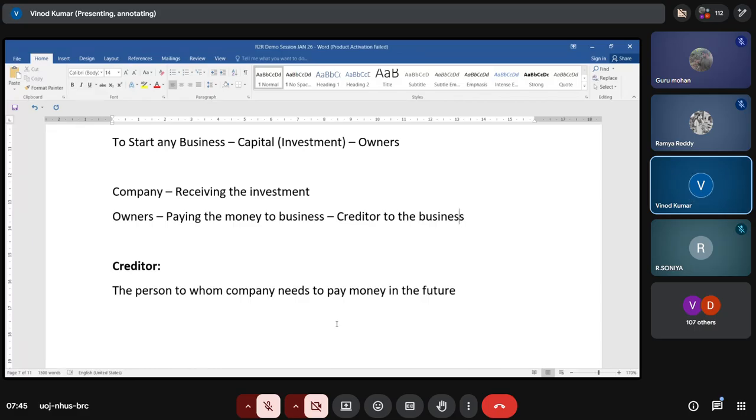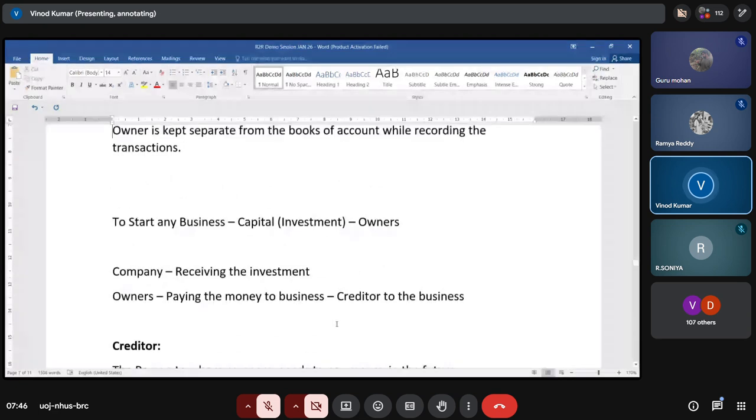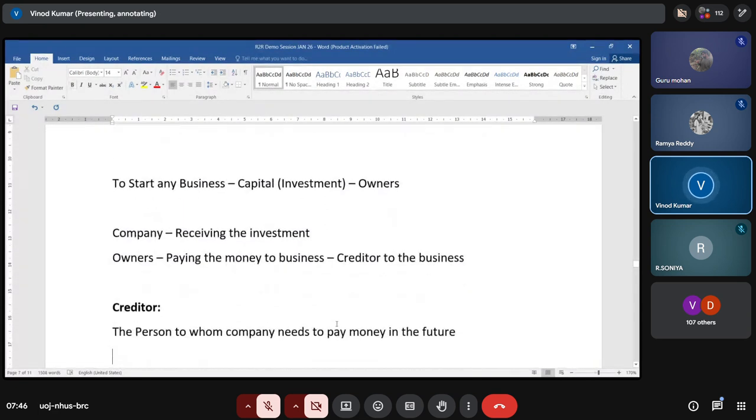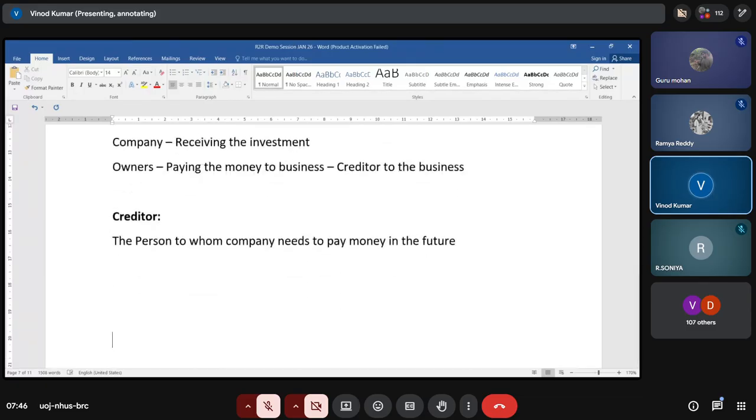So here I'm telling you, the business is to be treated as separate and the owner is to be treated as separate. When an owner invests money in a business, the company will treat him as a creditor. That means the company is liable to pay the money to the owner in the future. Whatever the owner invests is to be treated as capital. The capital will be treated as a liability to the business. What is meant by liability? Which the company needs to pay in the future. So whatever the company is, it is separate, and the owner is separate.